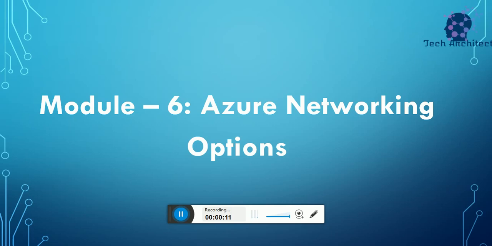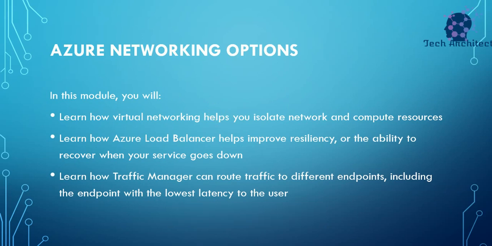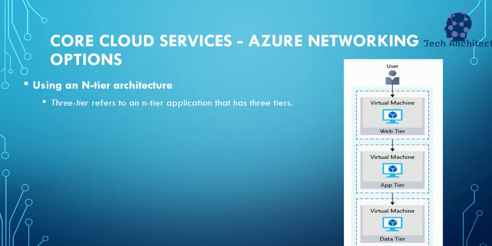Today's topic is Azure networking options, and in this video we will learn how virtual networking helps you isolate network and compute resources, learn how Azure Load Balancer helps improve resiliency, or the ability to recover when your service goes down, and learn how Traffic Manager can route traffic to different endpoints, including the endpoint with the lowest latency to the user. So, Azure networking using an n-tier architecture.